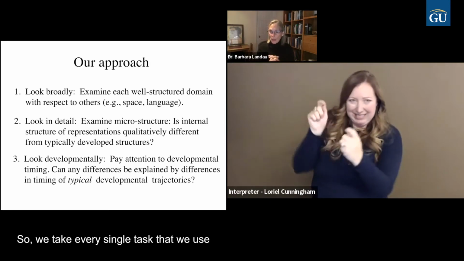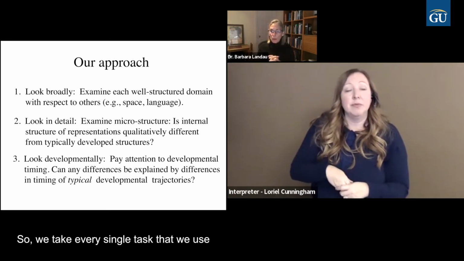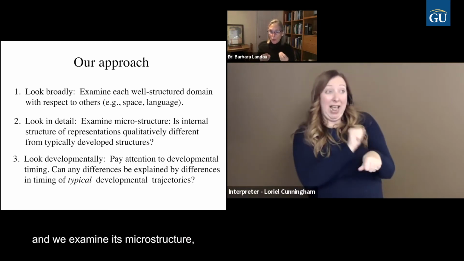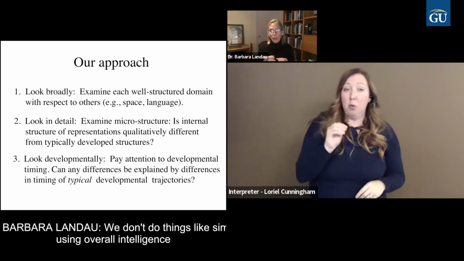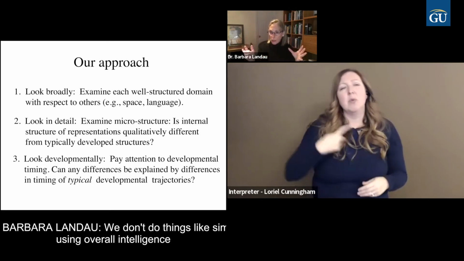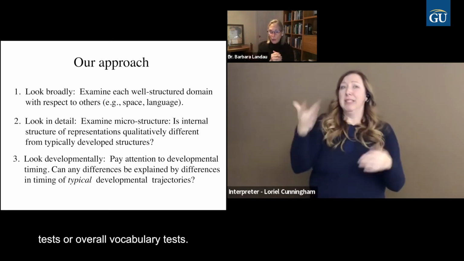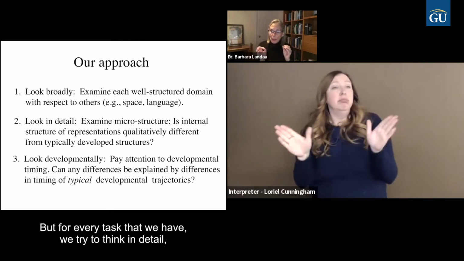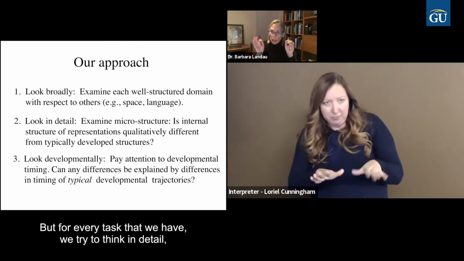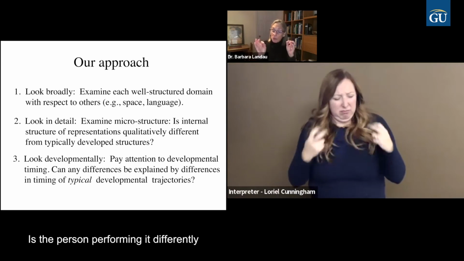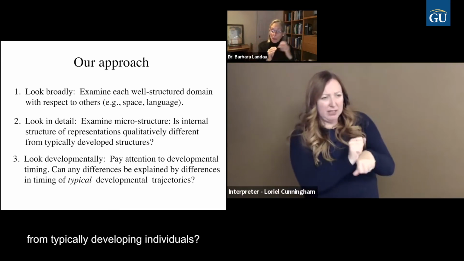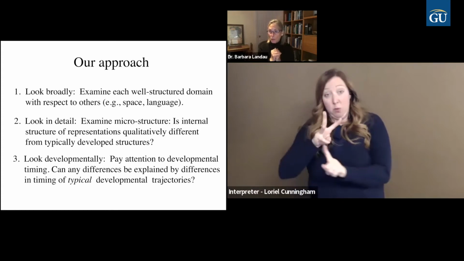Secondly, we want to look in detail. So we take every single task that we use and we examine its microstructure. We examine it very, very carefully. We don't do things like simply using overall intelligence tests or overall vocabulary tests. But for every task that we have, we try to think in detail, how is this task being performed and is it different? Is the person performing it differently from typically developing individuals?